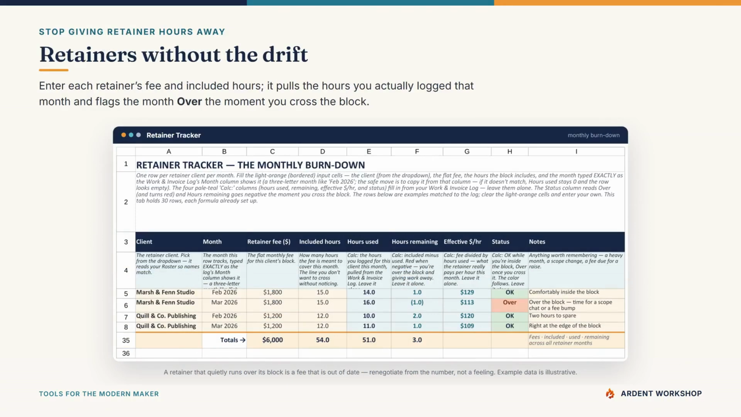If you work on retainer, the retainer tracker is the burn down you've been missing. Enter each retainer's fee and its included hours, and it pulls the hours you actually logged that month, flagging the moment you cross the block. No more quietly giving away a day's work, and a fee conversation you can back with a real number.